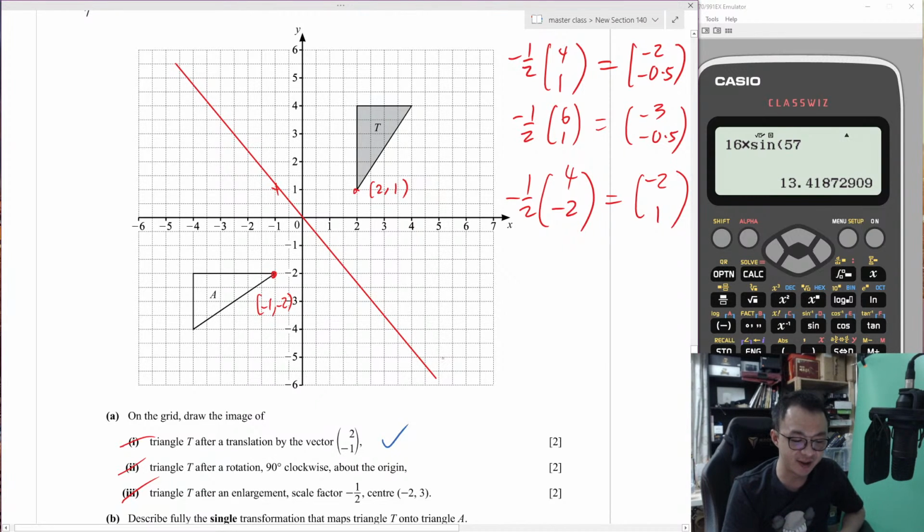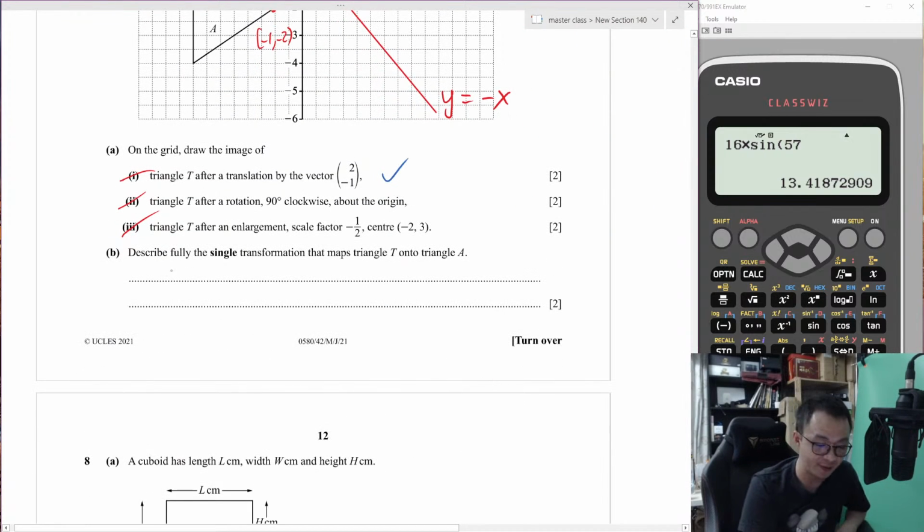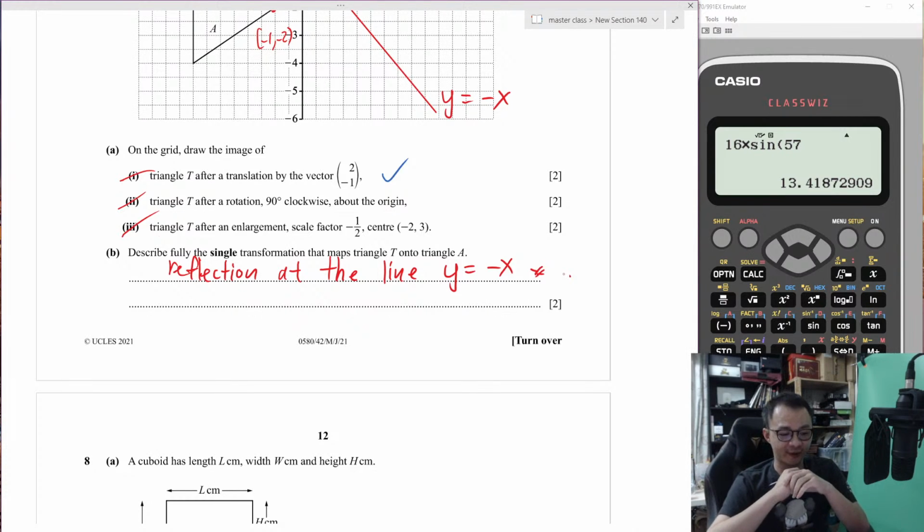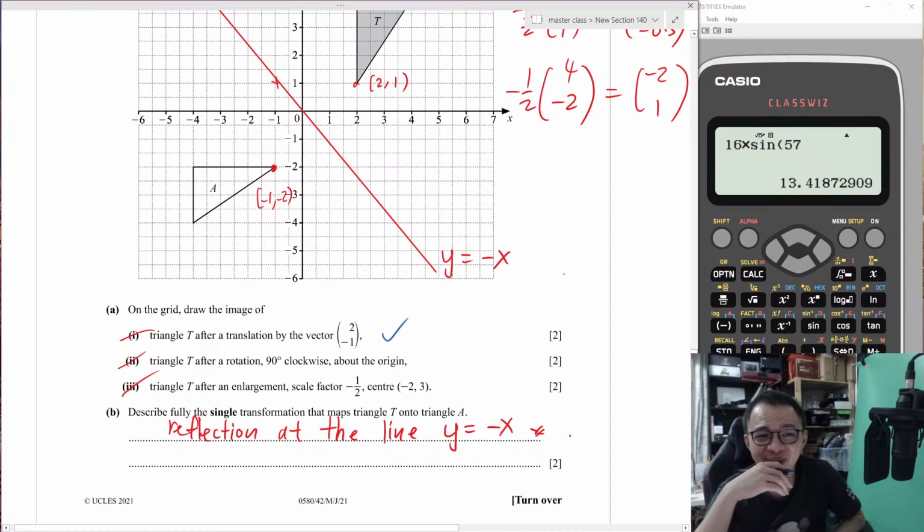Yeah, there will be reflection at the line y equals to -x. So I will say reflection at the line y equals to -x. So how do I use the intersection method for that? I don't understand about the intersection method.